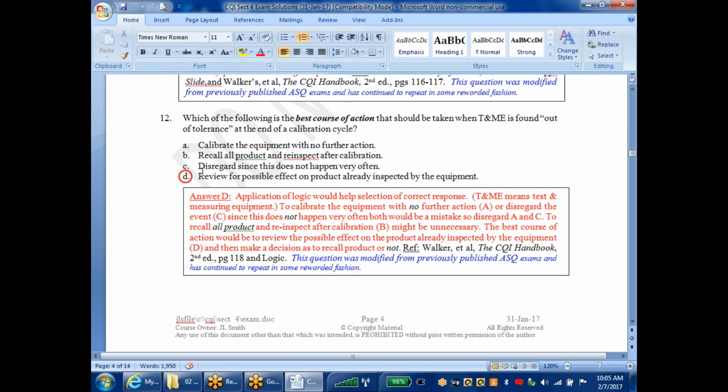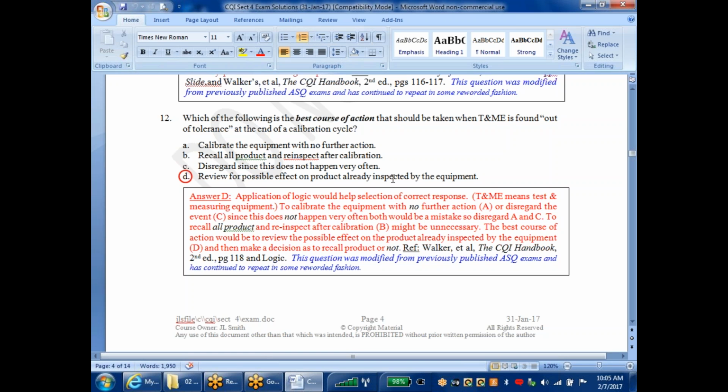So D is the right answer. Review for possible effect on product already inspected by the equipment. And then you make a determination. Hopefully you've got product in-house. And hopefully then it leads you to make a decision whether or not you need to call everything back. Obviously, I'm one that's don't take risk. I'll be willing to call product back, but only when it makes sense to do.